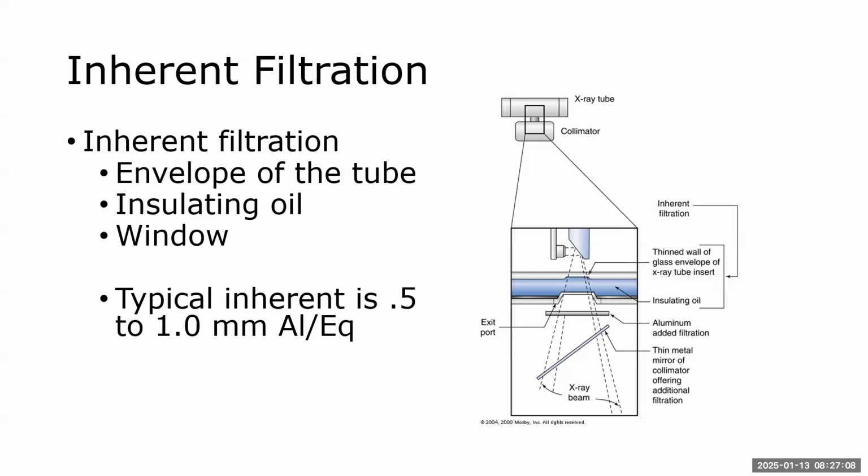If you look at this picture, you can see that the inherent filtration includes the envelope of the tube, the insulating oil, and the window. So you can see inherent here has the thin wall of the envelope, the insulating oil, and then the window. Typically, that is going to be anywhere from 0.5 to 1 millimeter of aluminum equivalent, okay?